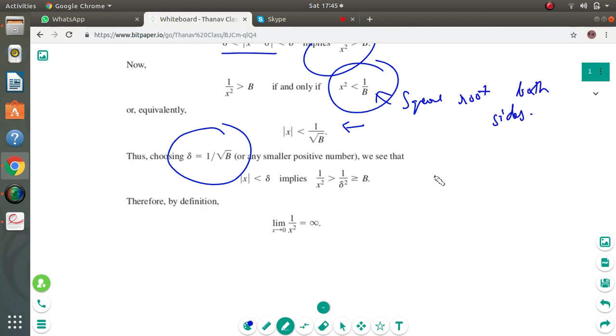Or minus 1 by root b. Delta equals 1 by root b, we can take here. So from here we have modulus x less than delta. It implies 1 by x square is greater than, now from here delta is equal to 1 by root b. So square both sides, delta square is equal to 1 by b, or b is 1 by delta square.